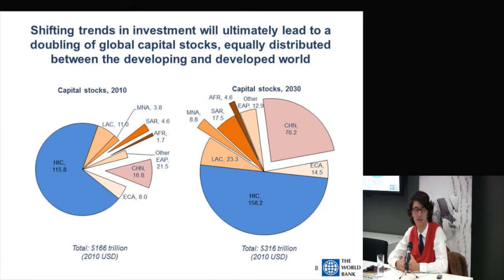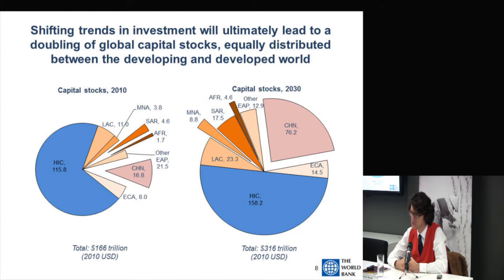And you see that China increases quite a bit and takes a lot of the space. And the capital stock in total increases almost twice, goes to 316 trillion.